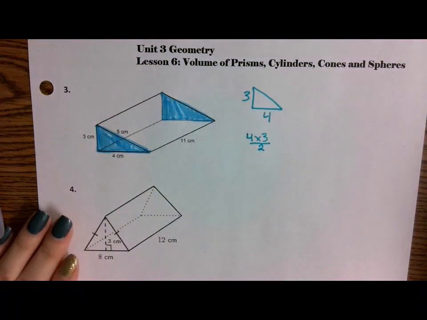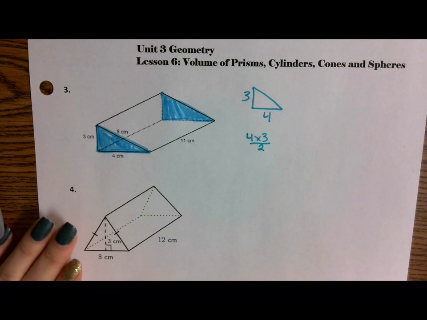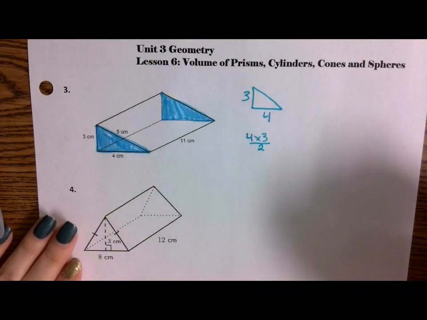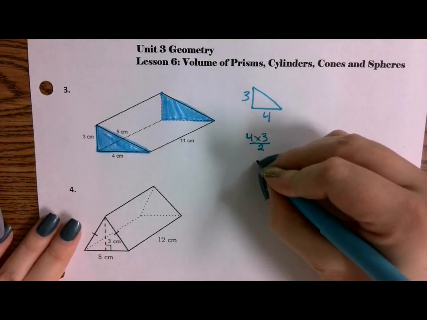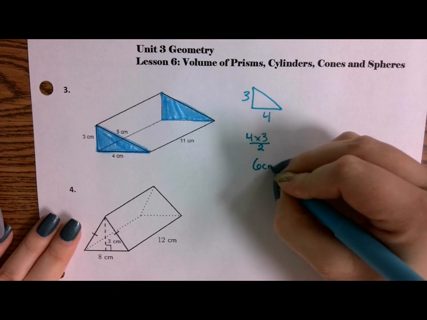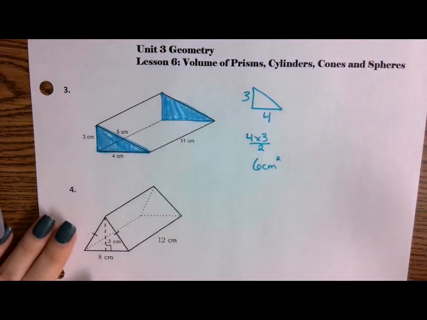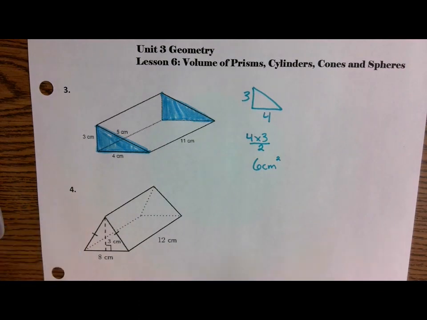This is the one that causes the biggest mistakes. Students constantly think, oh, I know what I'm doing, and then they rush, and then they realize they forgot to divide by 2, which is why they get the problem wrong. Okay, so 4 times 3 is 12. 12 divided by 2 is going to give you 6. So you get 6 centimeters squared for the area of your triangle. What measurement connects those 2 triangles together?